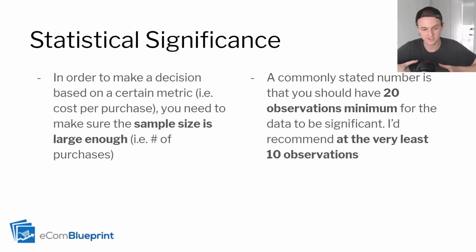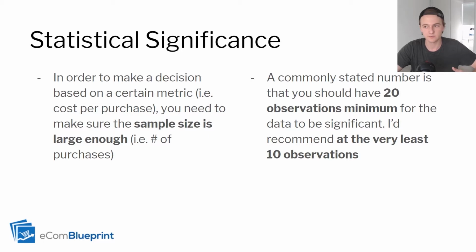And so it's important to understand statistical significance. I'm going to talk about this more later in the module, but the main thing you need to understand is that when you're evaluating an ad set or a campaign or an ad based on a metric, you need to make sure the sample size for that metric is large enough. A commonly stated number is that you should have at least 20 observations for the data to be significant, and I'd recommend at the very least 10 observations.